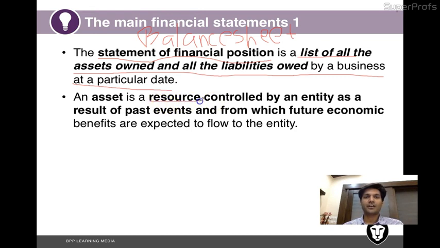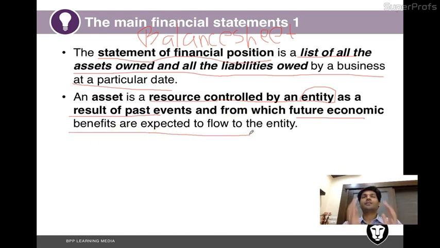It is a resource controlled by an entity, that is a company, as a result of past events. That means you have bought something. Suppose I have a building. So that building was bought by the company in the past, and from which the future economic benefits are expected to flow to the entity.